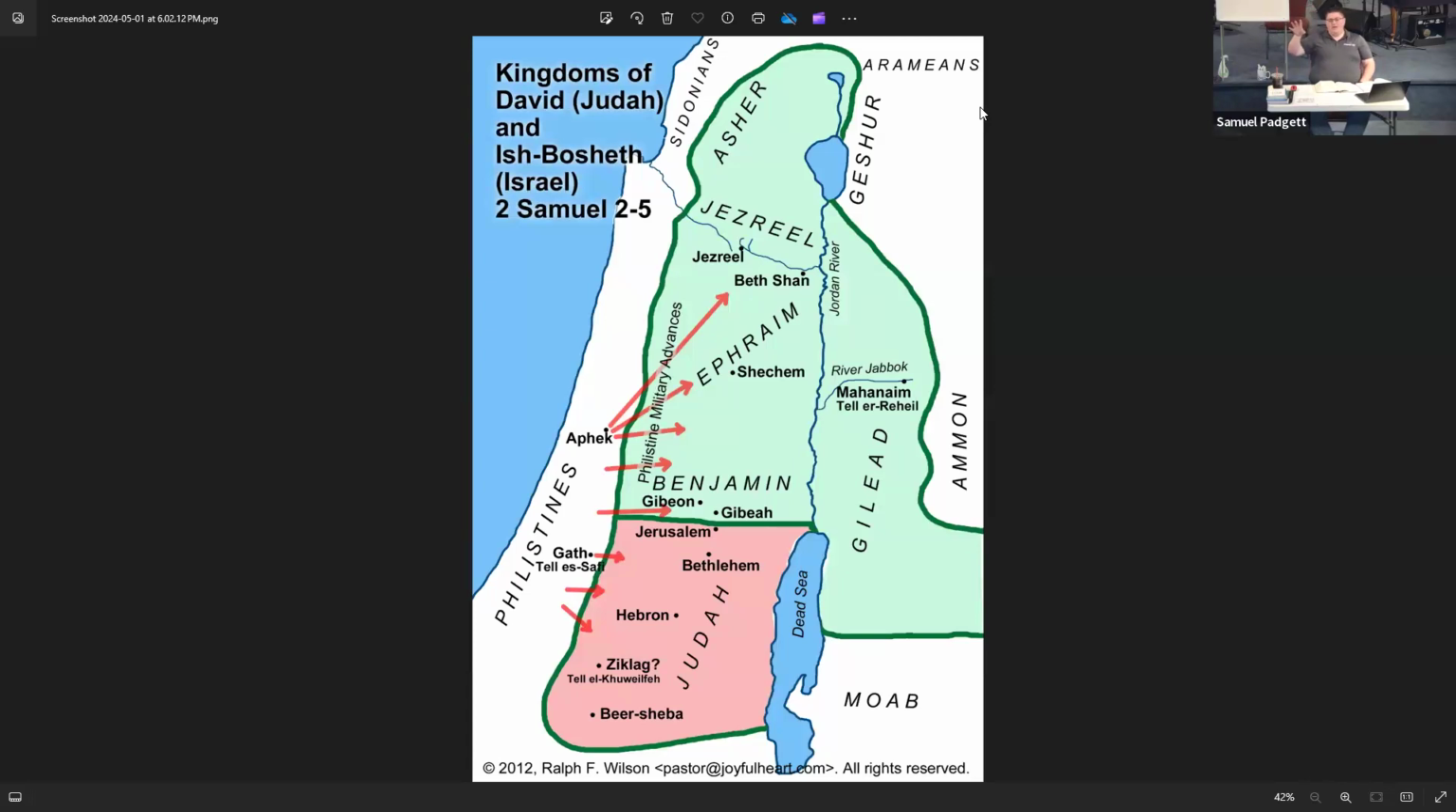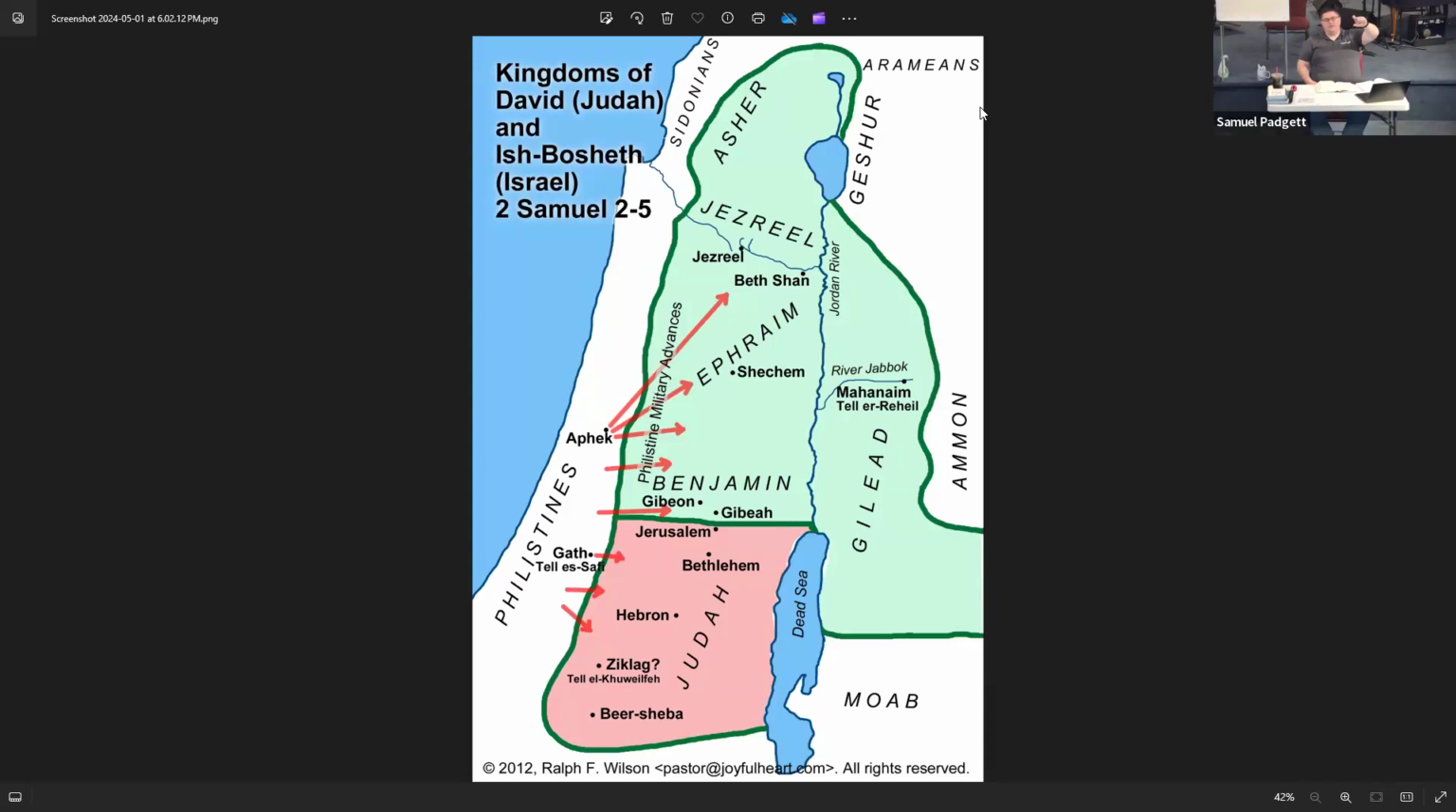Is this anything close to the size that we typically think the nation of Israel is? No. This is a shell of what Israel was meant to be. In fact, this is even smaller than what Israel was at the end of Joshua's leadership. But notice, as you were pointing out, Jerusalem, the city that will eventually become the city of David, is at the very top edge of where David is ruling.